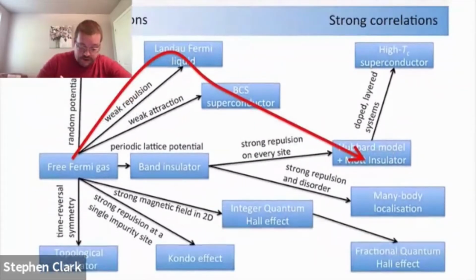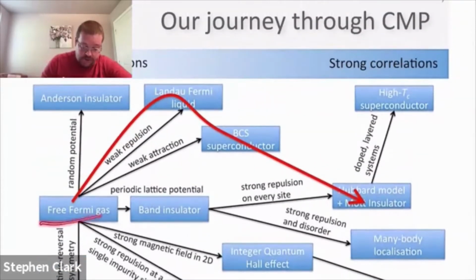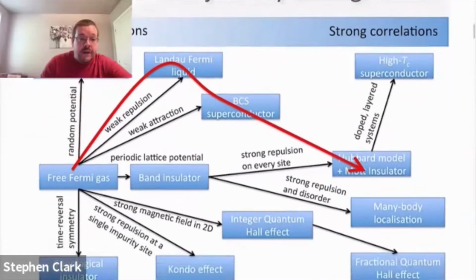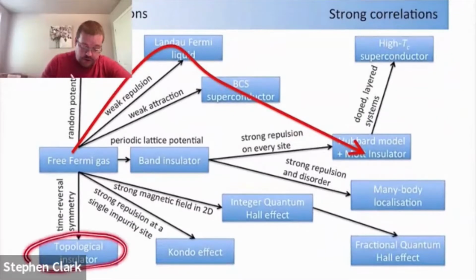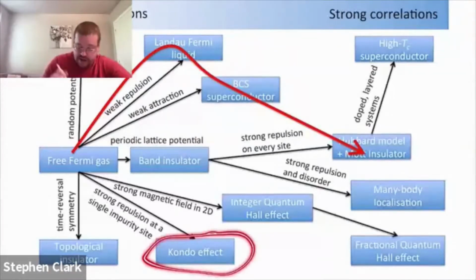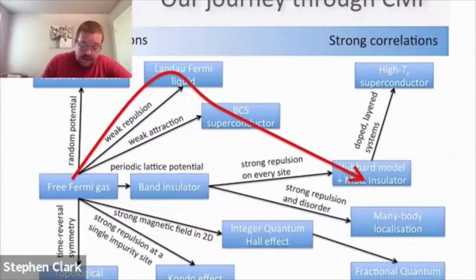So, for instance, at the weakly correlated side, you've got things like the free Fermi gas, and then if you add a random potential, you get an Anderson insulator. That's basically disorder. And then if you add time reversal symmetry, you've got topological insulators and things like this. If you add a little bit of interaction, with the crystal potential, you can get band insulators. If you add a very strong repulsion on one lattice site of a problem, you get the Kondo effect. If you add a little bit of weak repulsion, then we can get ourselves to Fermi liquids, which we will talk about. And if you add a little bit of weak attraction, then you get to BCS superconductors.